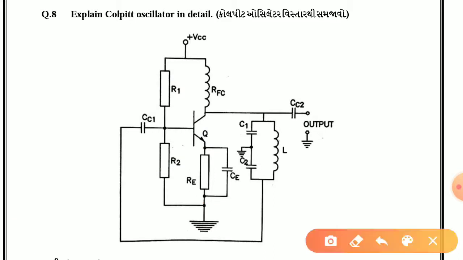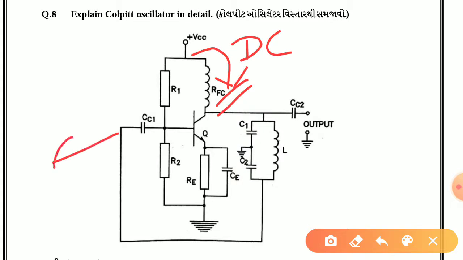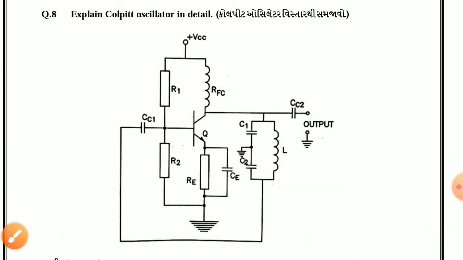Here RFC is known as a radio frequency choke or radio frequency coil. It is one type of inductor. The purpose of the RFC is to pass only the DC from the power supply and prevent the AC from coming back into the power supply. So we use an inductor or RFC in the collector circuit.